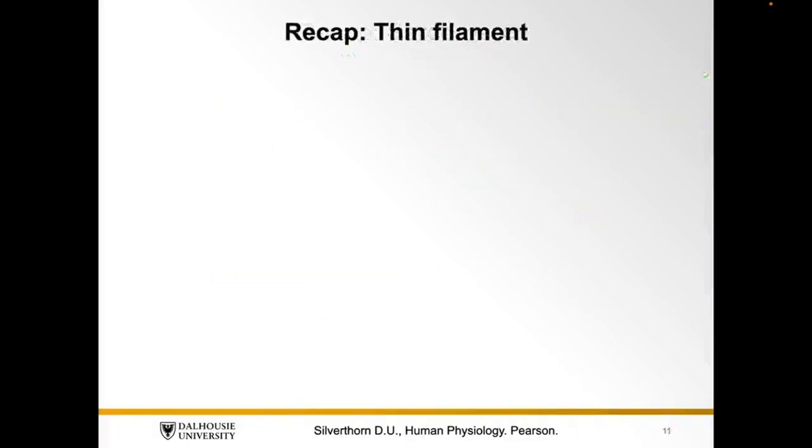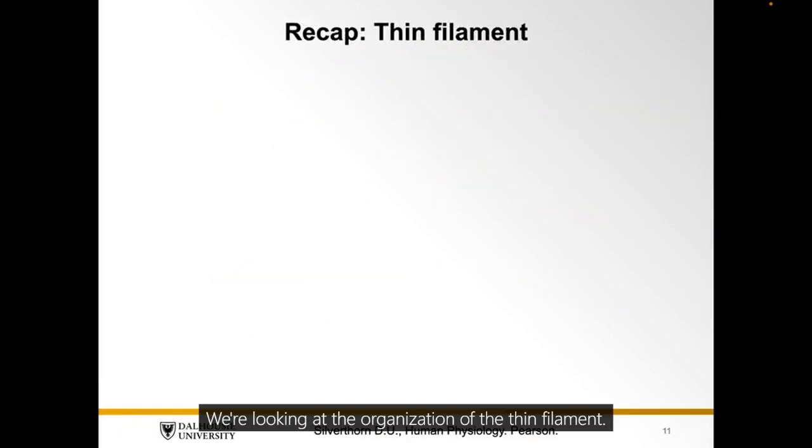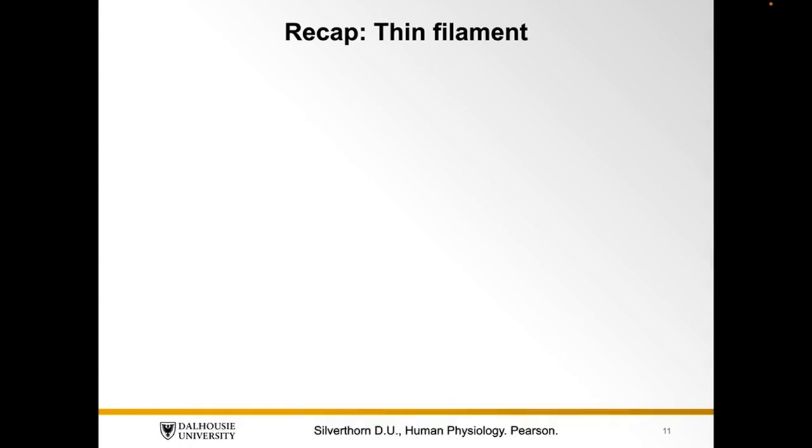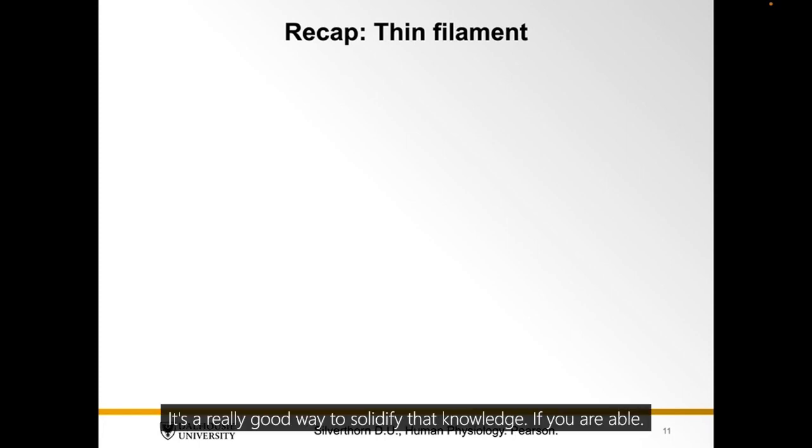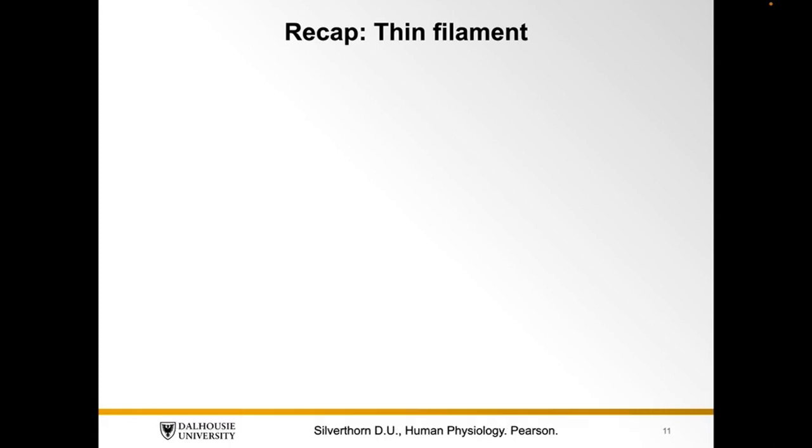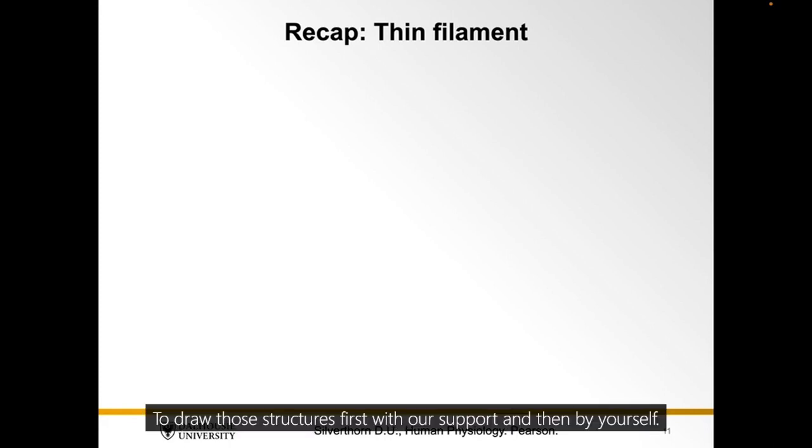For our last slide, we're looking at the organization of the thin filament. And I haven't mentioned it for a previous slide, but I really do encourage you guys to draw with me as I draw this. It's a really good way to solidify that knowledge if you are able to draw those structures first with our support and then by yourself. So take a pen, take a paper, and follow along.